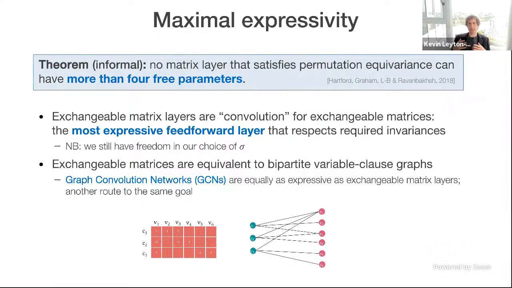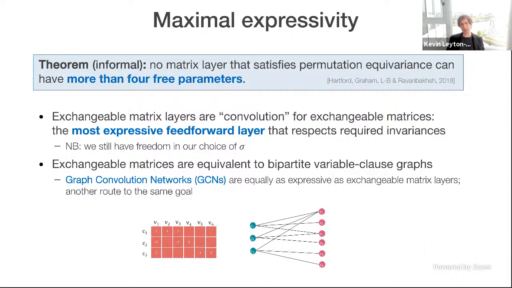And this ICML paper with Jason, Devin, and Siamak culminated in a theorem that said that this is sort of maximally expressive if what you want is permutation equivariance. So you can't satisfy permutation equivariance with more than 4 free parameters. So this is kind of an argument that these exchangeable matrix layers amount to a kind of convolution for exchangeable matrices. It's the most expressive feed-forward layer that you can have that respects these equivariances.